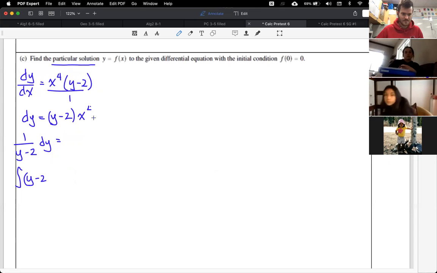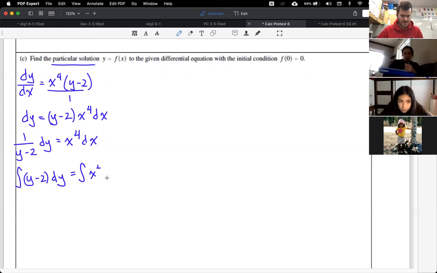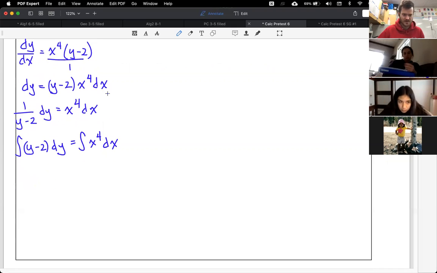X to the power 4 dx, and I still have x to the power 4 dx. dy is equal to the integral of x to the power 4 dx. All right, from here, what happened to my -1 power? There it is. -1 power means I have natural log. I have to have the absolute value of y minus 2, and that is equal to, go up a power, x to the power 5, divide by 5, and don't forget my constant of integration.